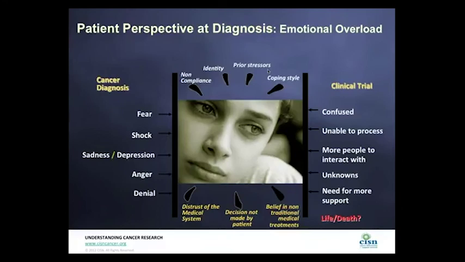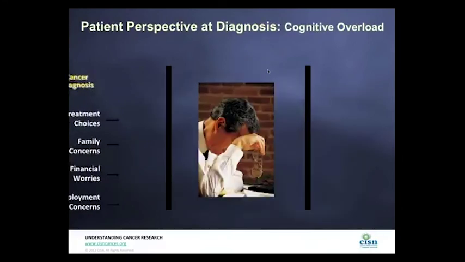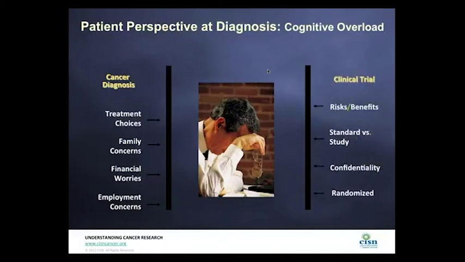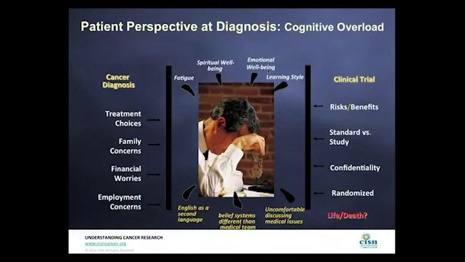They also have cognitive overload. They're trying to figure this out. What treatment do they want? What's their family concerned about? Are they going to talk to their job, their boss about this? Are they even going to mention it? Are they going to lose their job, lose their insurance? All of that's going on. And then you start talking about risk and benefits and standard of study. It's a whole lot for somebody to process. So this is important. We talk about it here so that you understand why accrual is so low, that this is really tough for people.